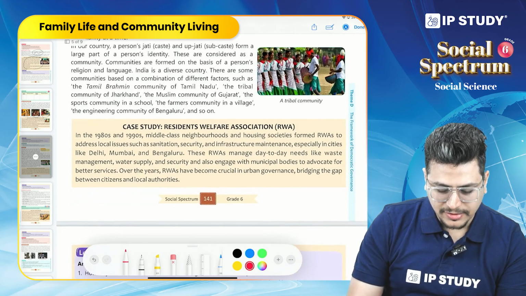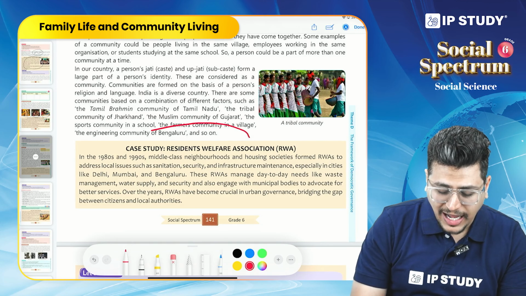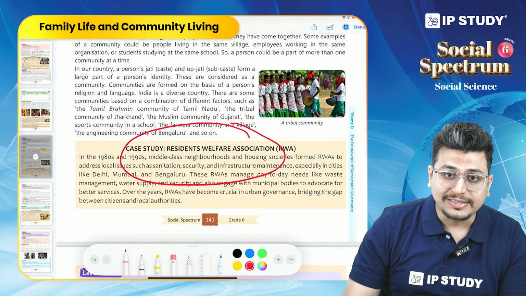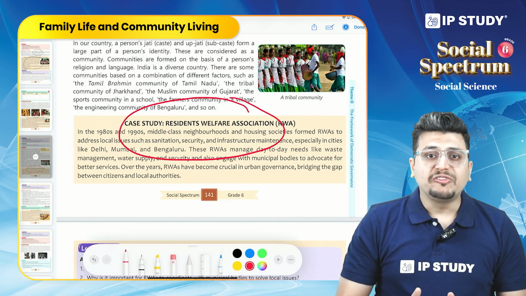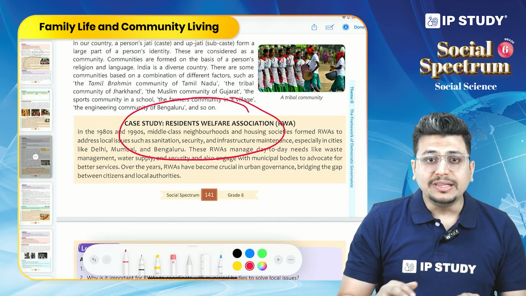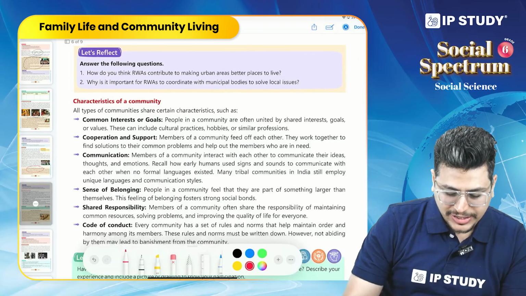Now, RWA or Residents Welfare Association is a very good example of community. In many cities in 1980s and 1990s, we saw that RWAs came into existence. They came into existence to look after the daily needs of the people living in those apartments, right? So, it's a very good example of community.